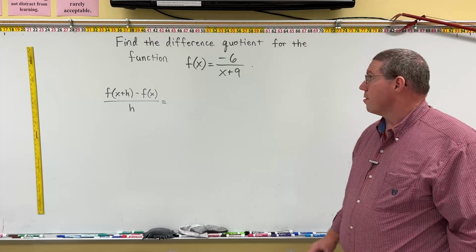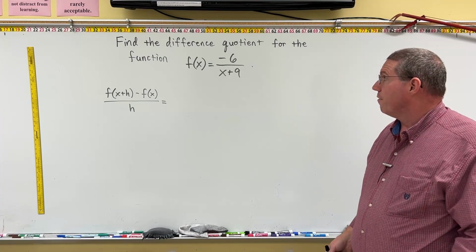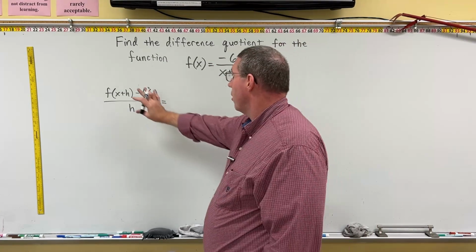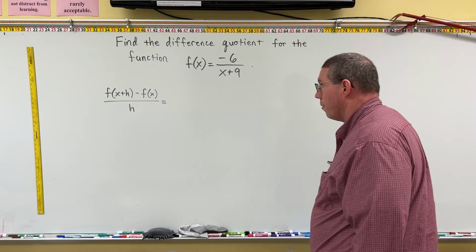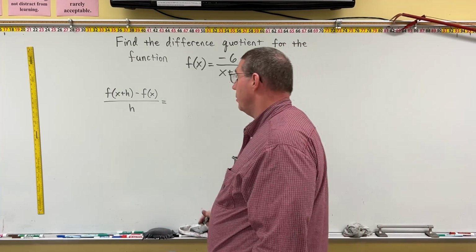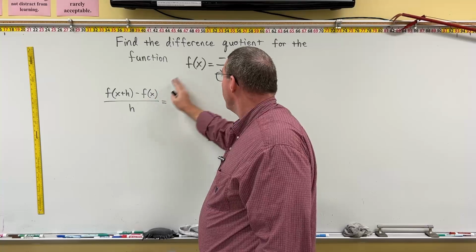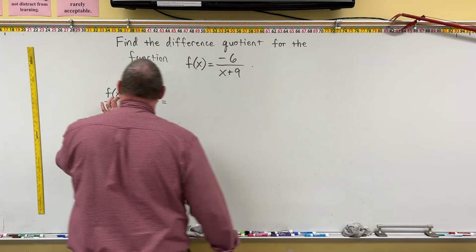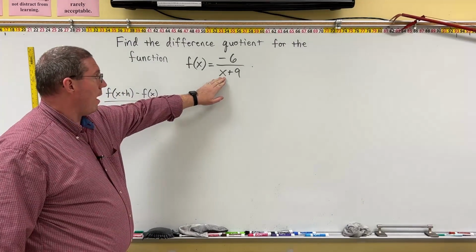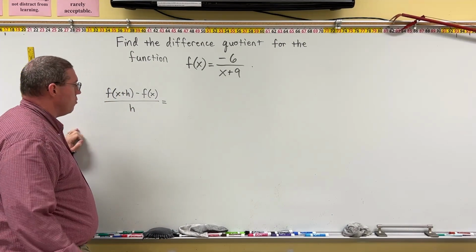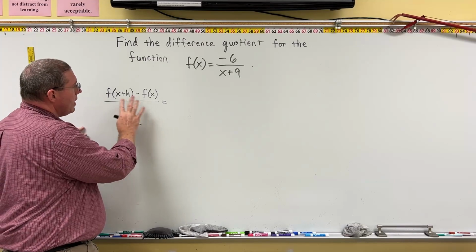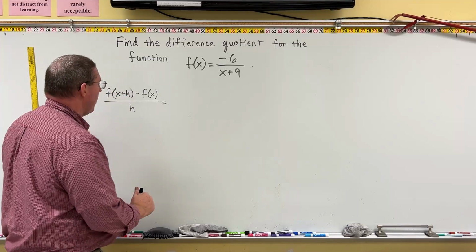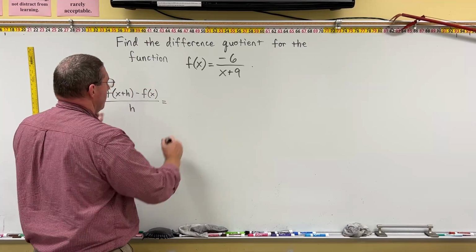All right, now we're going to do an example with a rational function. We want to find the difference quotient for negative 6 over x plus 9. Here's our difference quotient format. And so we're going to do what we did in the last example. We're going to rewrite the function negative 6 over x plus 9, but we're going to put x plus h in for x. But before I do that, I want to show you something. Do you see this over h? We can actually make this whole thing a lot easier to deal with if we factor out a 1 over h. Let me show you what I mean by this.